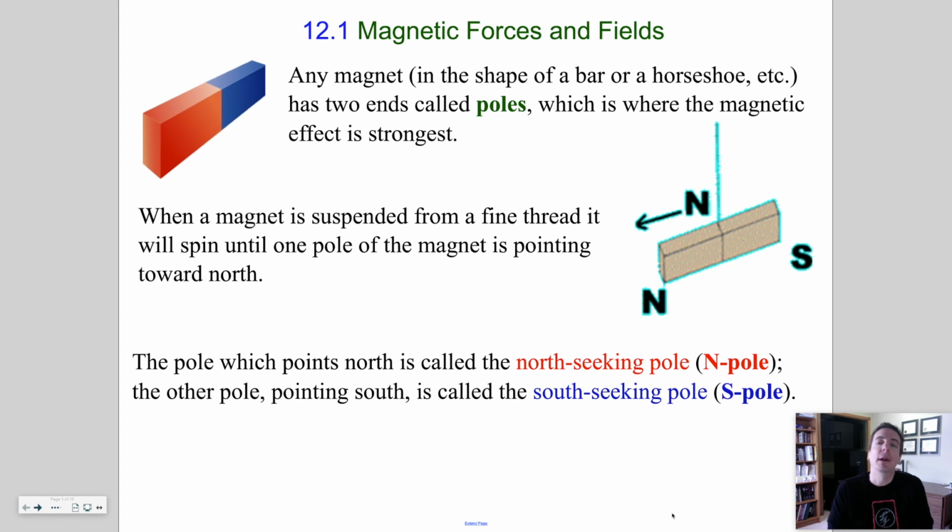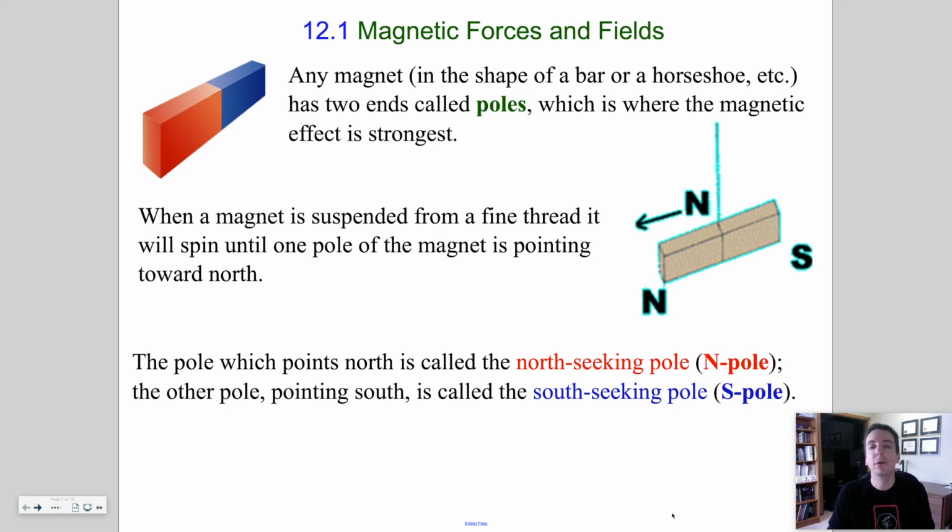Section 12.1, magnetic forces and fields. Now, when we first taught you guys about forces and fields in Physics 20, you learned about gravitational fields because we all experience gravity. Then in Physics 30, we move into electric fields and magnetic fields. We noticed back when we learned about electricity, there are similarities and differences between electric fields and gravitational fields. Same thing between magnetic fields and electric fields as well, although there's a much closer relationship, as we'll find out.